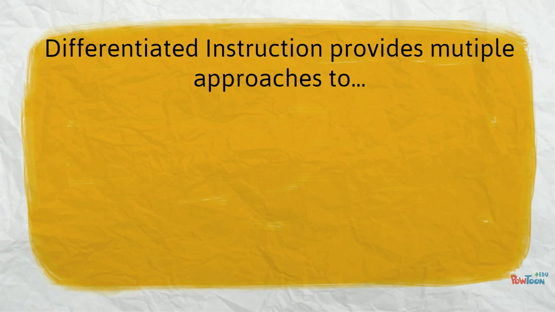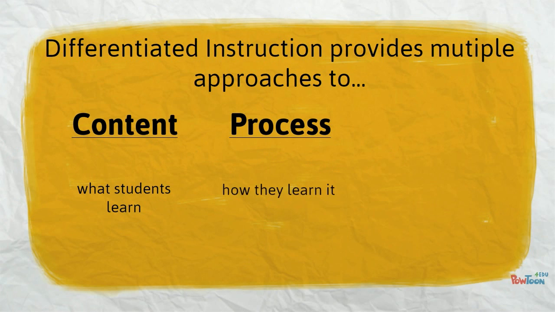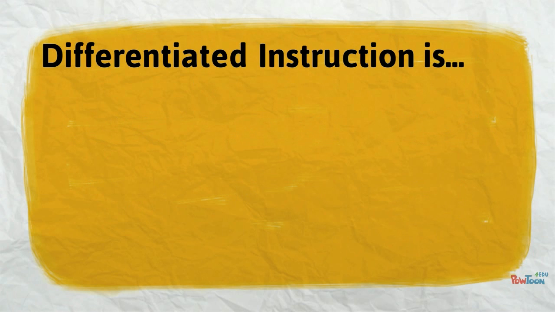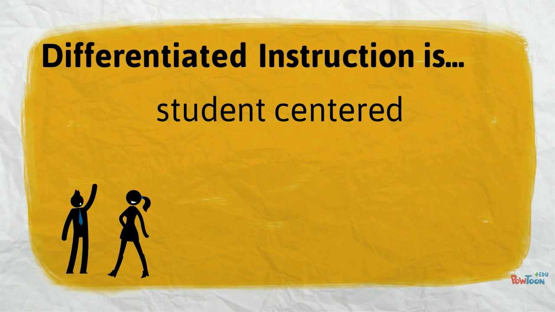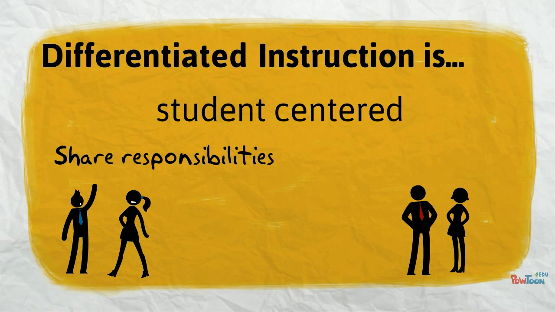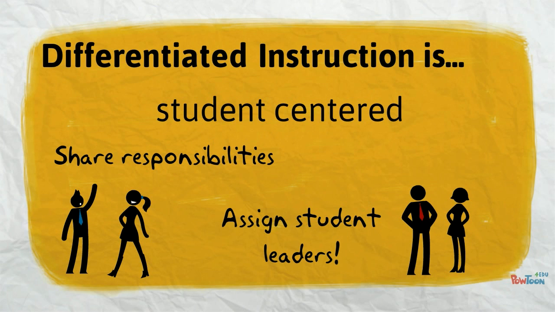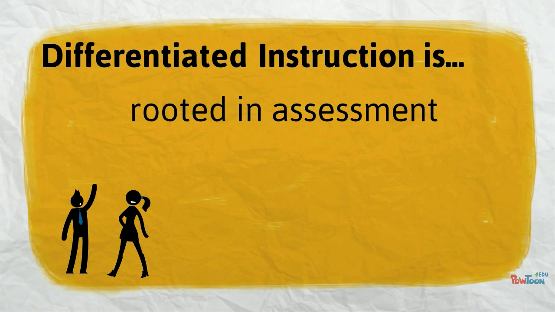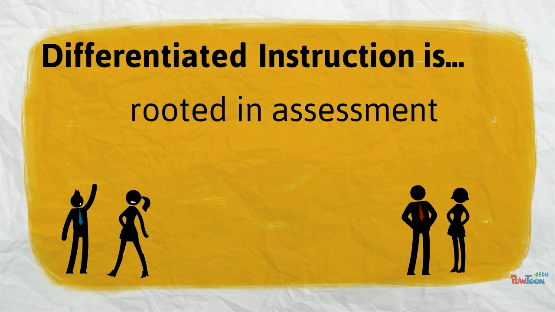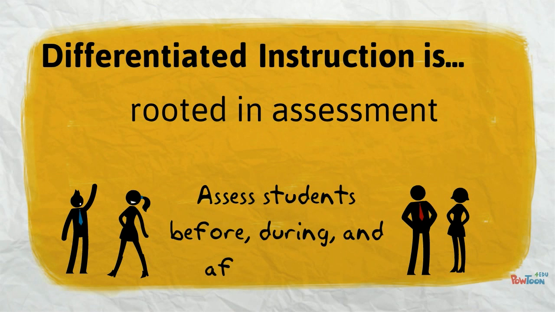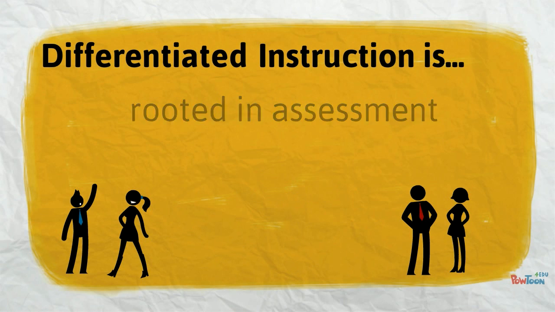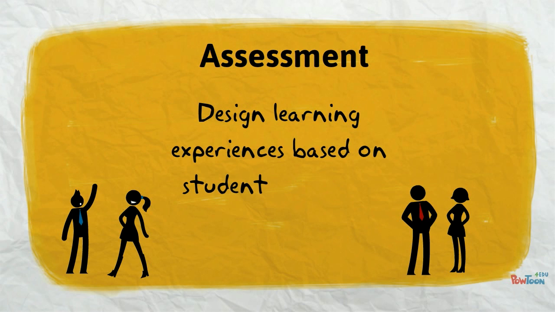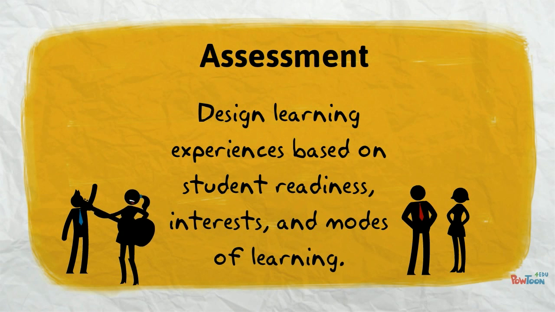Differentiated instruction does provide multiple approaches to content, process, and product. Differentiated instruction is student-centered. Learners need an active role in making and evaluating decisions. Shared responsibilities and student leaders free the teacher up to work with various groups or individuals. Lastly, differentiated instruction is rooted in assessment. Students are no longer tested only at the end of a unit. Students are assessed before, during, and after to better understand the students and their needs. This allows for learning experiences to be designed based on student readiness, interests, and modes of learning.